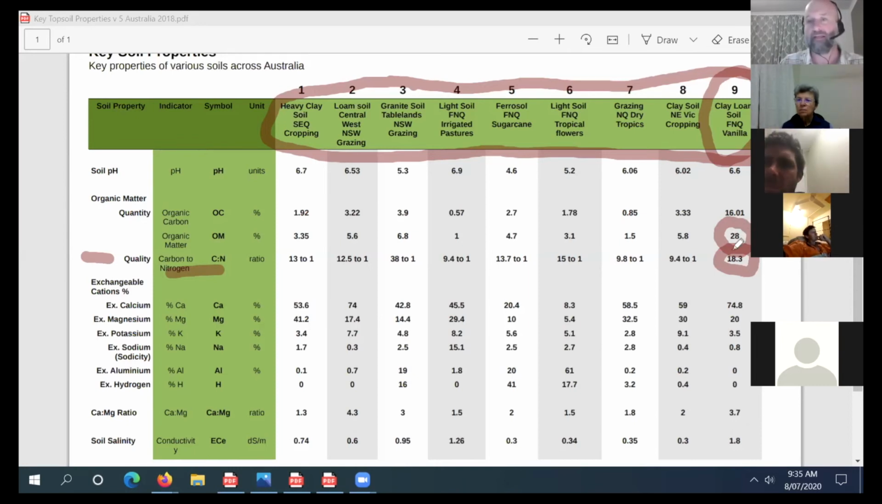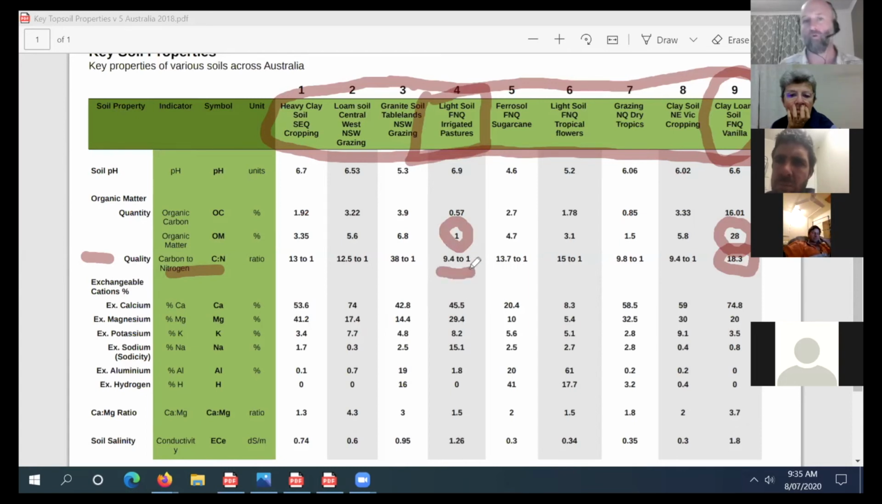So you can see here the vanilla paddock has really high organic matter, no worries, and the ratio is still good. Have a look at soil number 4, my favourite Rhodes grass paddock from North Queensland. It's got bugger all organic matter, even though it's a perennial grass, and the C to N ratio is falling under 10:1, which tells me it's too hot.